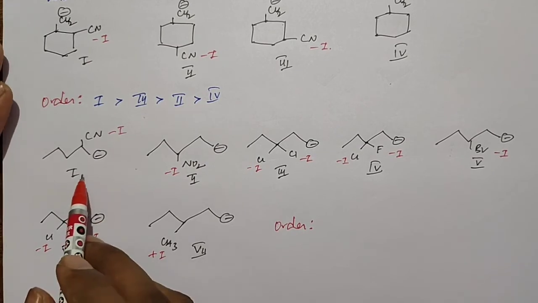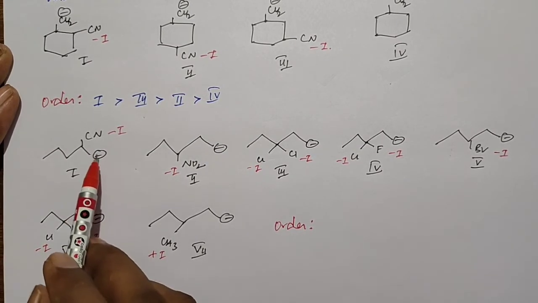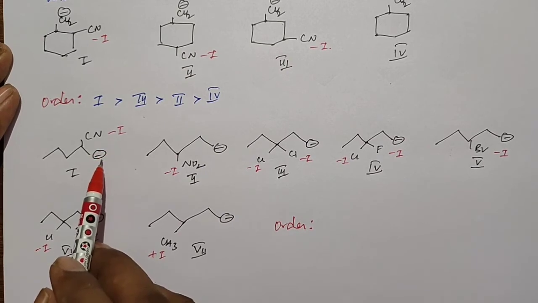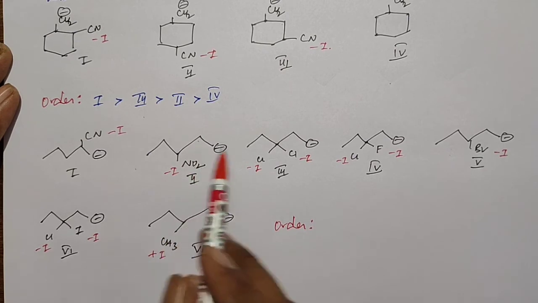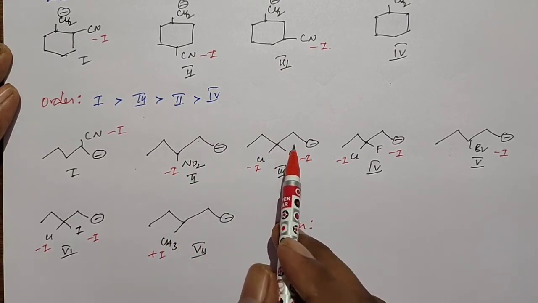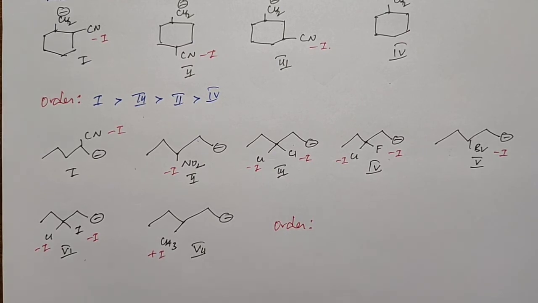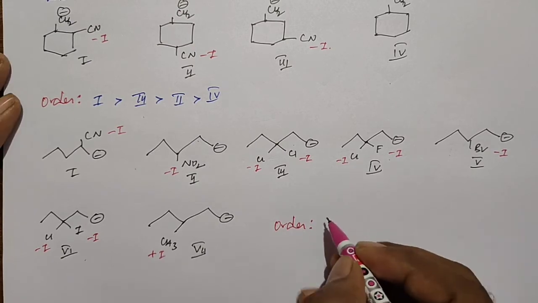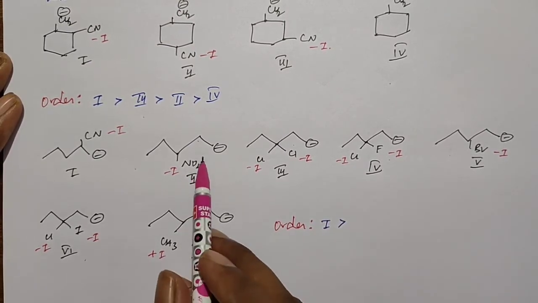Okay, when you see this, in the first structure the minus I group and the negative charge are present beside each other. In the second structure, we have one carbon difference. In the third structure also we have one carbon difference. In the fourth, fifth, and sixth structures we have one carbon difference. So the first structure has more stability than the remaining ones, and the next position is here.